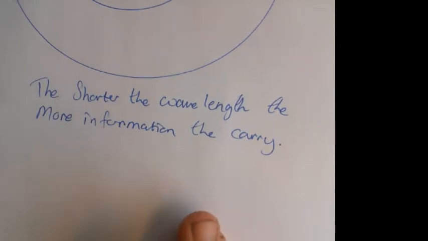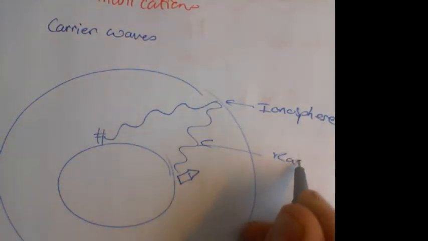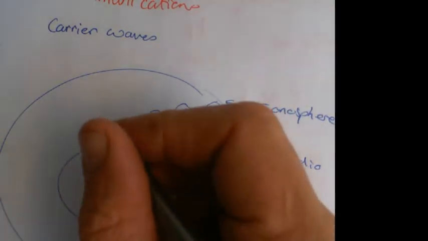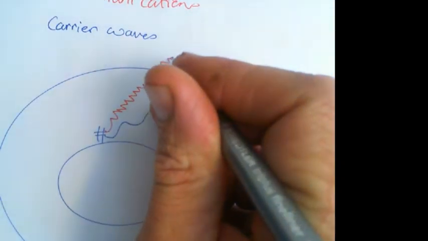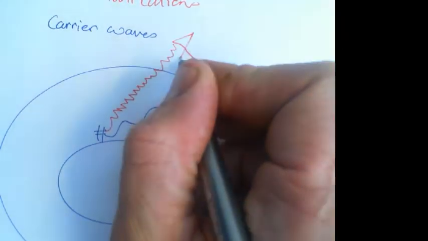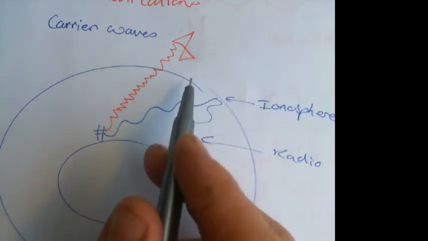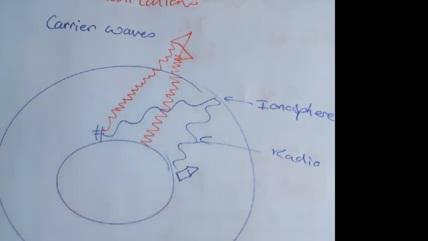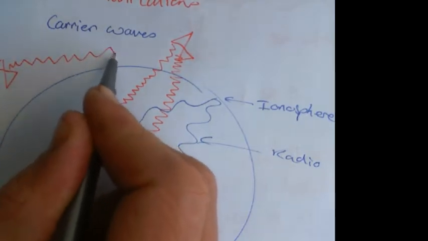Okay, so next what we've got is, so that one would be radio, and like I said, the shorter the more information, but the shorter the distance. Next up you've got microwaves. Now microwaves are a little bit different because microwaves can go through the atmosphere and to satellites. Then the satellite can beam it straight back down if it wants to, or the satellite can beam it to another satellite.